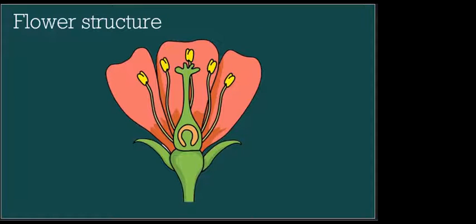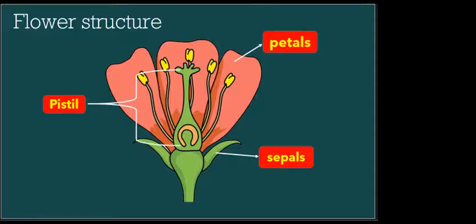Number 1, they have the petals. This one, the red one here, these are the petals. Another one, they should have the sepals, and then another one, they should have the pistil, and the 4th one, they should have the stamen. So these are the 4 basic parts of a flower.